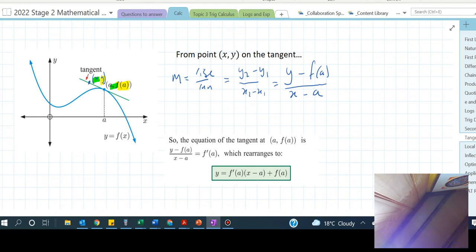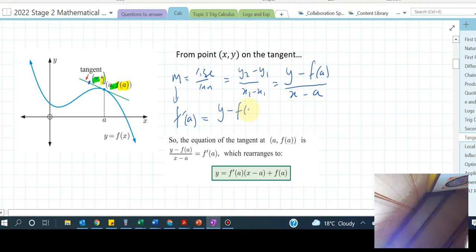Now what's neat is if we think about this as the slope of the tangent, so the slope of that green line, we know another way to find the slope of the tangent. The other way to find the slope of the tangent is to find the derivative of the original function at A. So m, the slope of the tangent, is also equal to f dash A. So we can say that f dash A equals y take f of A over x take A.